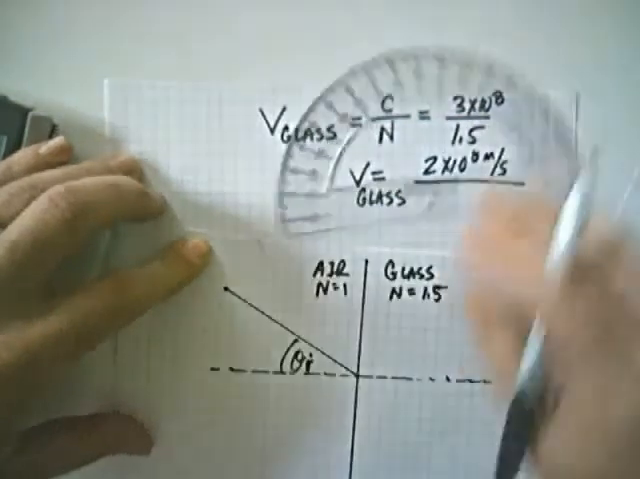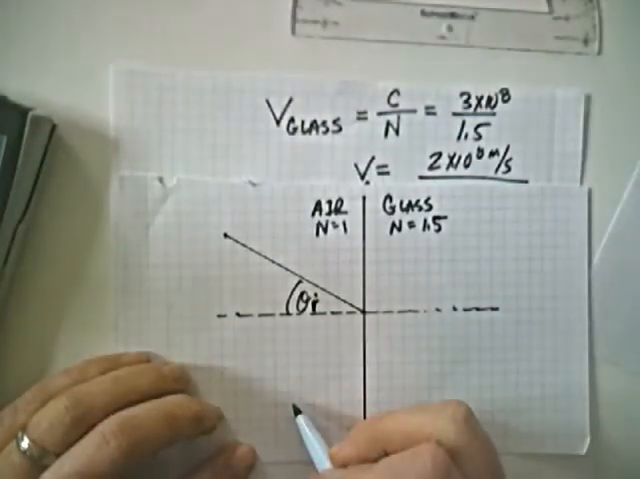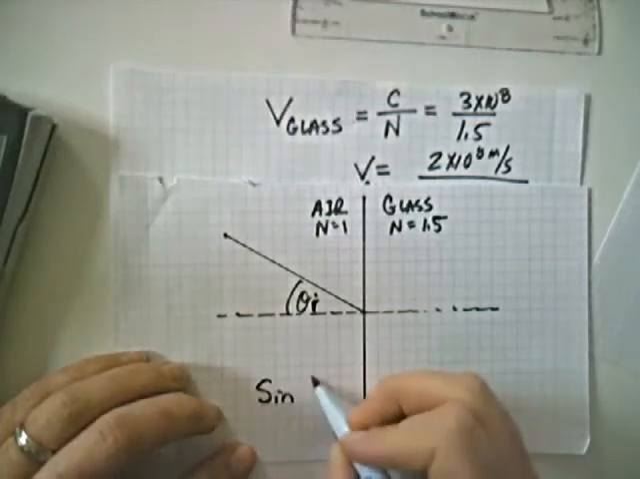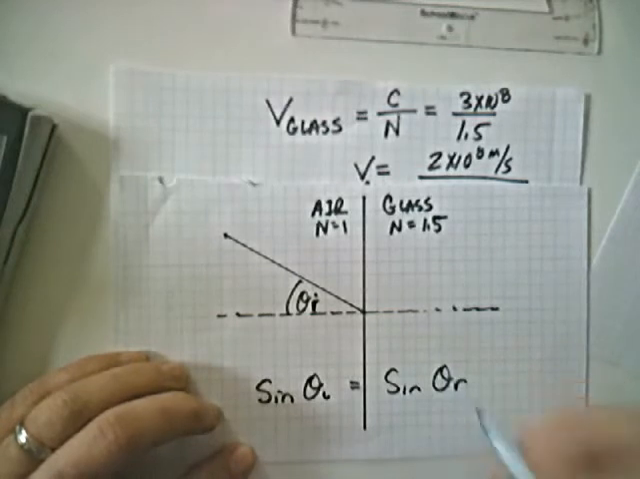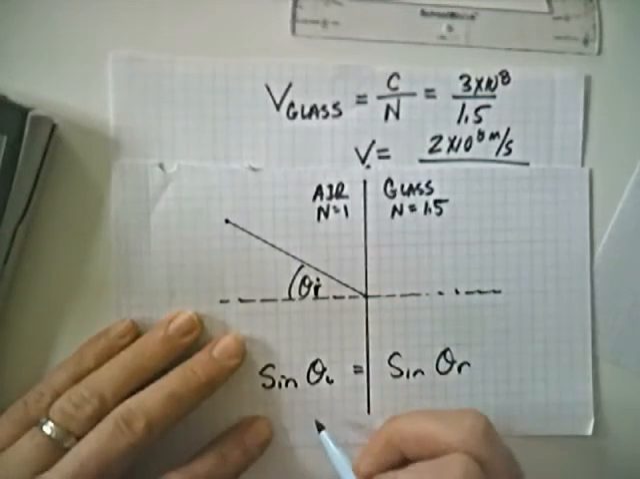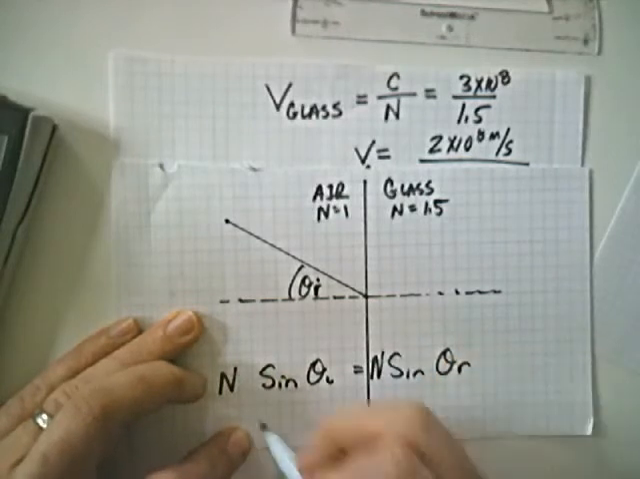And then afterwards, we're going to bend a certain amount. Well, how much are we going to bend? Well, it's based on Snell's law. So sine theta I equals sine theta R. So the n values also come into play.